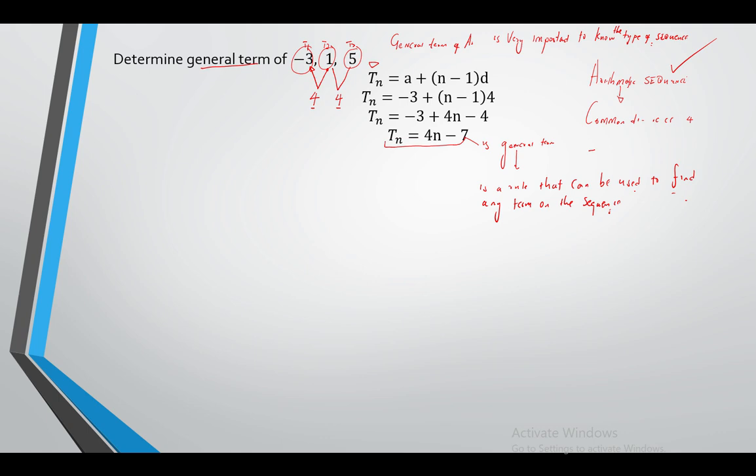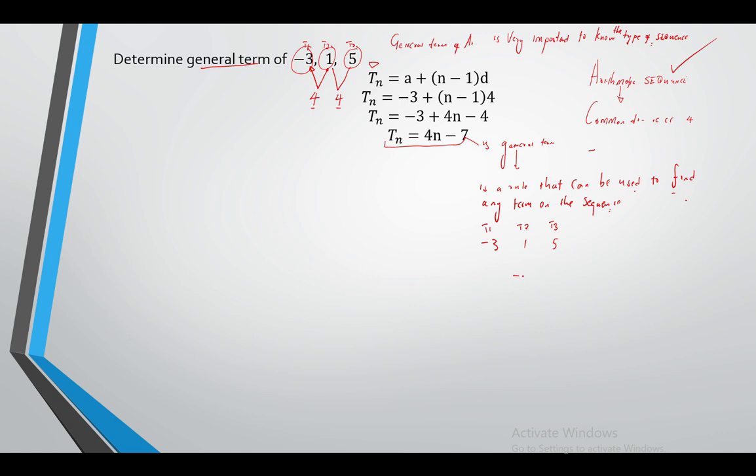Let me ask you this question. Go back to the sequence. You still remember the sequence? It's minus 3, 1, 5. Which term is term 3? It's 5, right? Remember, term 1 is minus 3, term 2 is 1, term 3 is 5. Now look at what the general term can do.